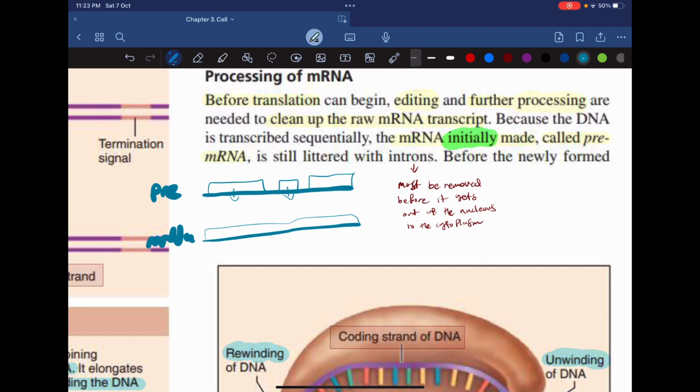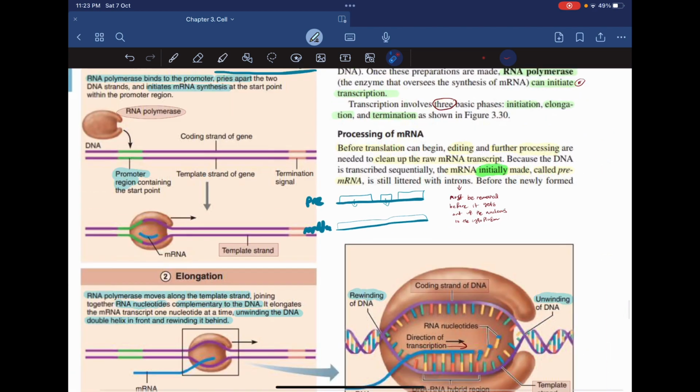So a splicing process happens where introns are spliced out and exons are connected together to produce a mature mRNA. This one is an immature mRNA and this one is a mature mRNA with all the coding info. With what does it happen? It happens with a spliceosome. I'm going to mention it in a bit. So the introns must be removed before it gets out of the nucleus to the cytoplasm.